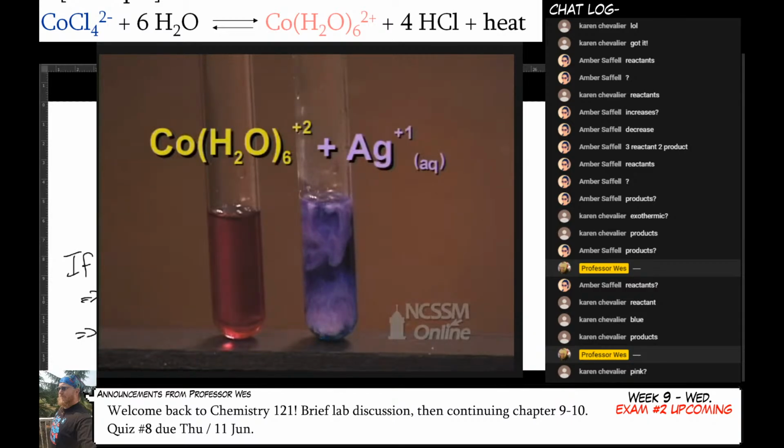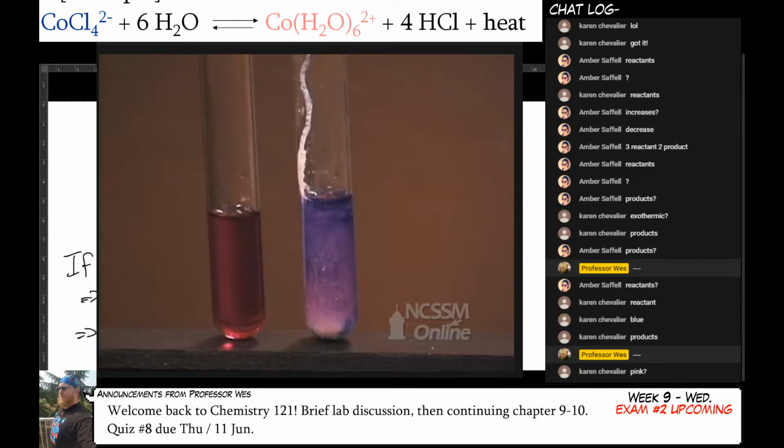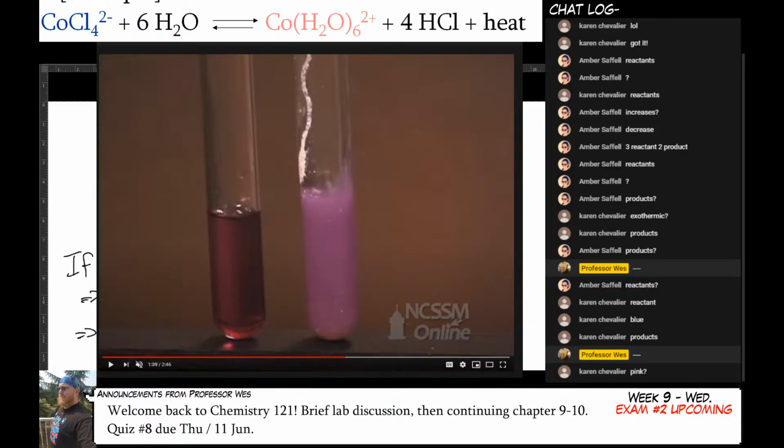Now the white solid that you're seeing is silver chloride. And it's just white itself. But when you mix this up, what color do you notice the whole thing has turned? It turned pink, because we made more of the cobalt water complex.